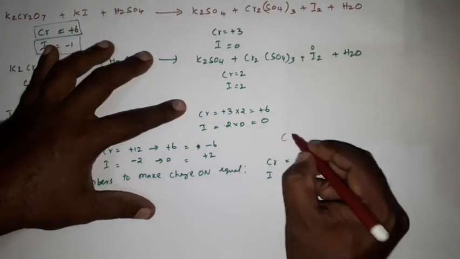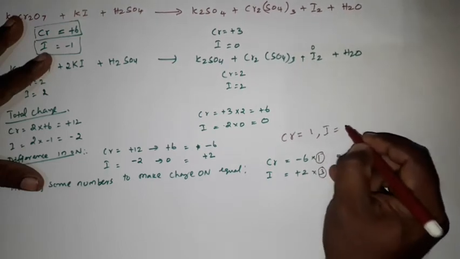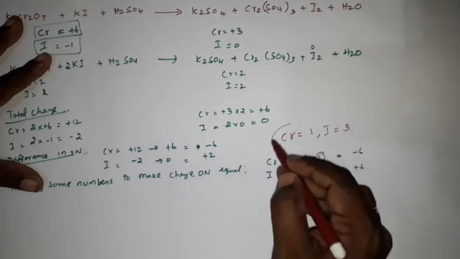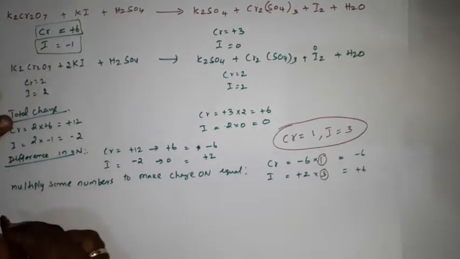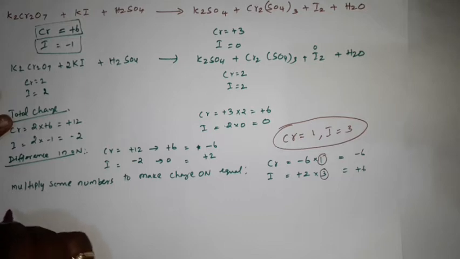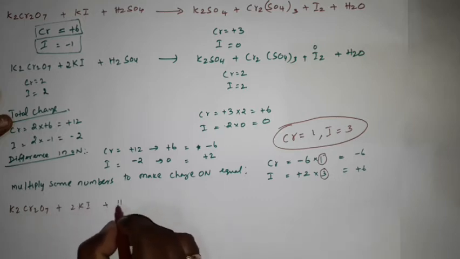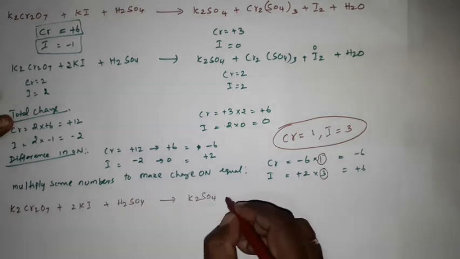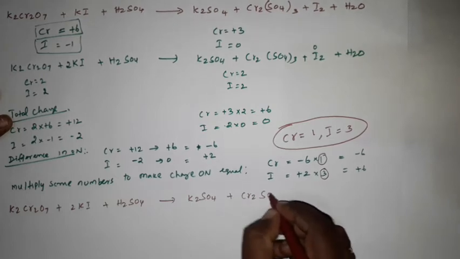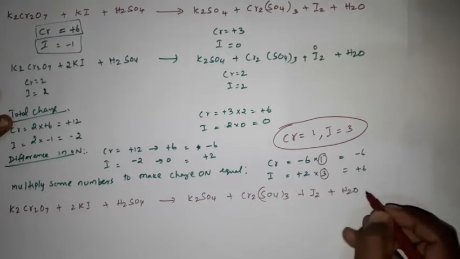So for chromium, that is 1, and iodine, that is 3. Use these numbers to multiply in the balanced equation. So take this equation: K2Cr2O7 + 2KI + H2SO4 gives K2SO4 + Cr2(SO4)3 + I2 + H2O.